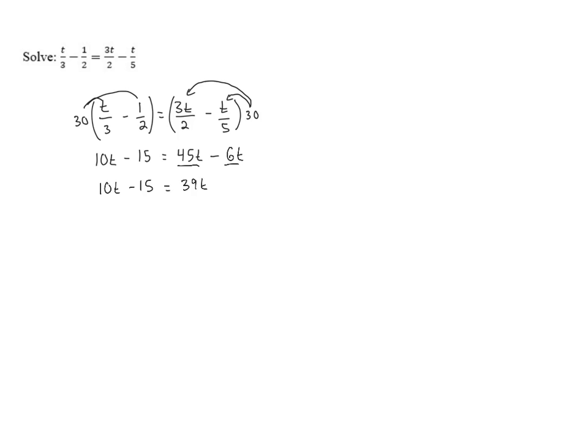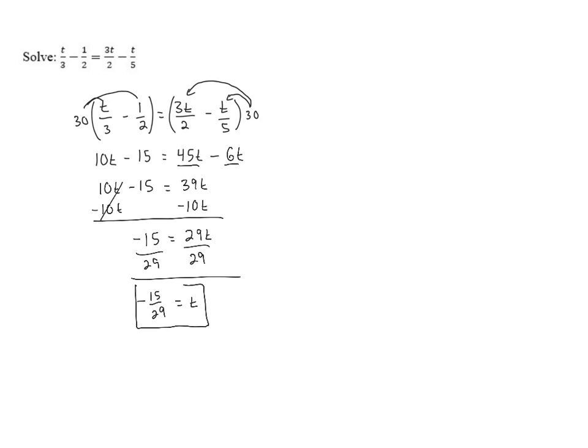Now we have everything as simple as it gets, and so we can focus on eliminating the variable from one side. We can subtract 10t on both sides of this equation to get rid of the t's on the left. This leaves us with negative 15 equals 29t. And then to get t alone, we divide both sides by 29. And this gives us negative 15/29 equals t, which is our final answer.